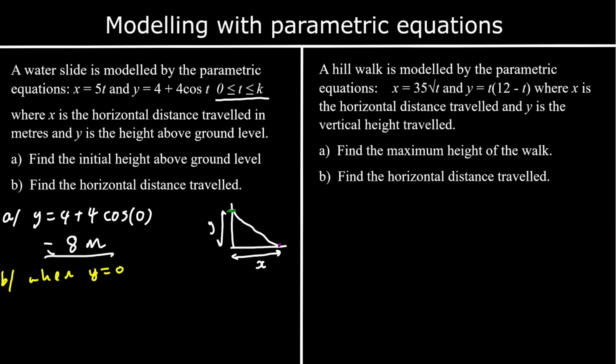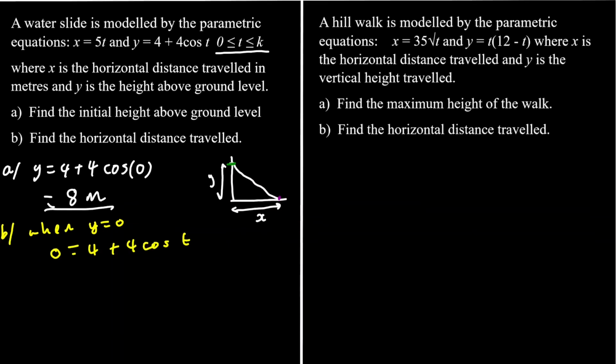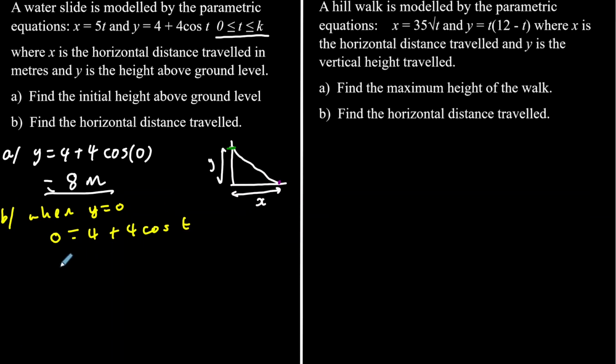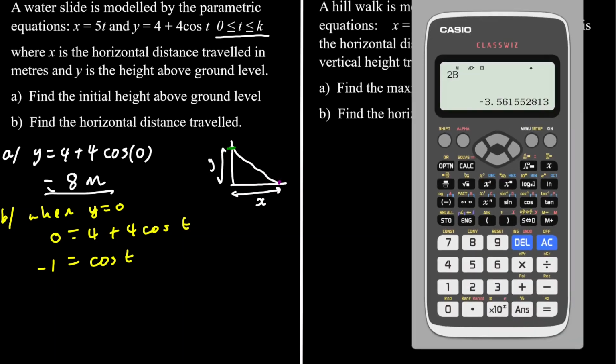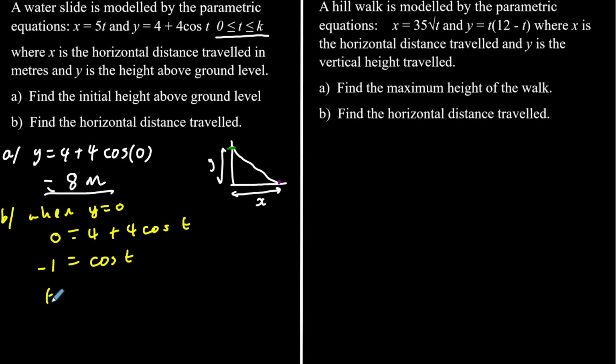So when y is 0, 0 equals 4 plus 4 cos t. Let's take away 4 from both sides and divide by 4. That'll be negative 1 equals cos t. Shouldn't really need to use the calculator, but shift cos negative 1 gives us pi. So t equals pi.